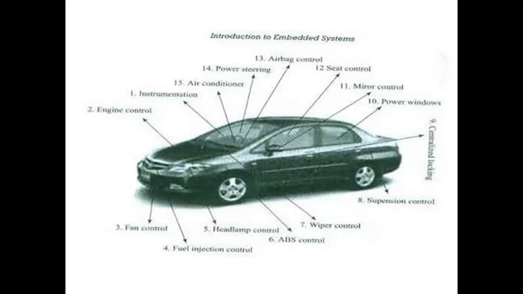So these electronics are going to take over the mechanical systems. So the mirror will be a mechanical system, the wiper will be a mechanical system. These things will be taken over by electronics. So automotive embedded systems are normally built around microcontrollers and generally known as electronic control units, ECUs.